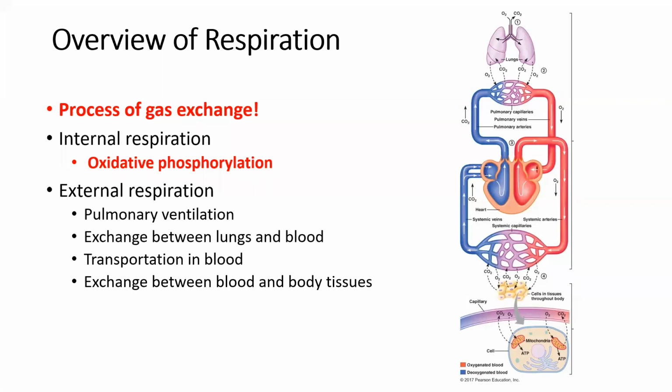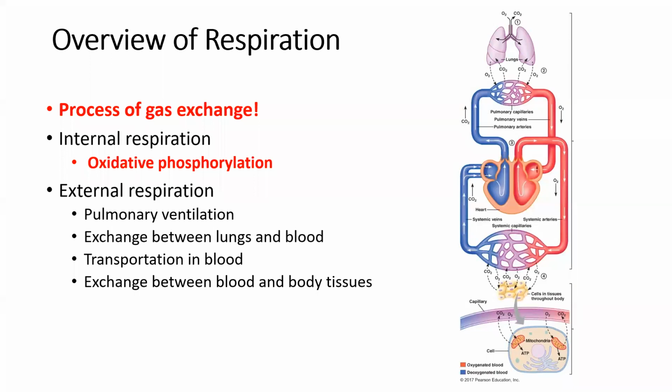External respiration is the more broad sense of the sequence of events leading up to that cellular respiration. So this includes a couple of steps. We have pulmonary ventilation. And ventilation is really the mechanics of breathing, that moving of air in and out of the lungs, purely a mechanical process. We've also got exchange between the lungs and the blood. So moving those gases back and forth, right? CO2 moving out into the atmosphere, oxygen moving into the lungs and then into the capillaries.